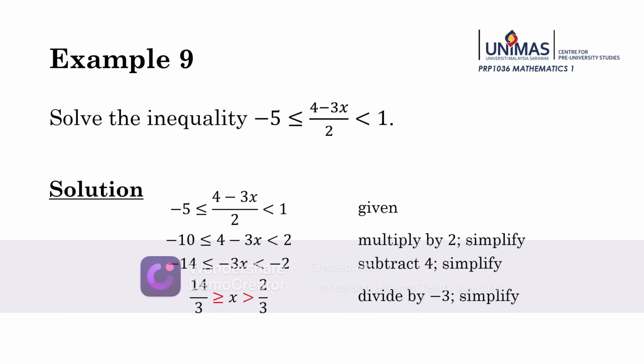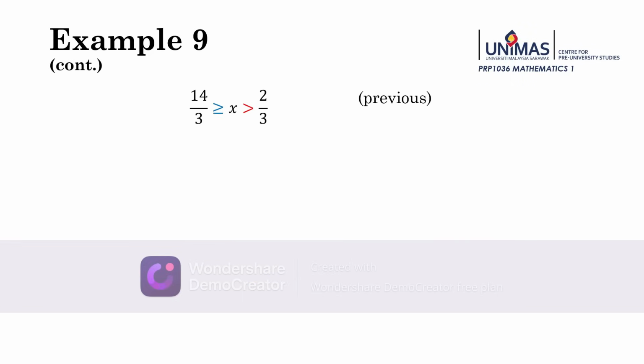Then, can you see the red color that I put? Why did the direction of the inequality change? The sign of the inequality changes because we divide or multiply by a negative value. That's why the inequality direction or the inequality sign changes.